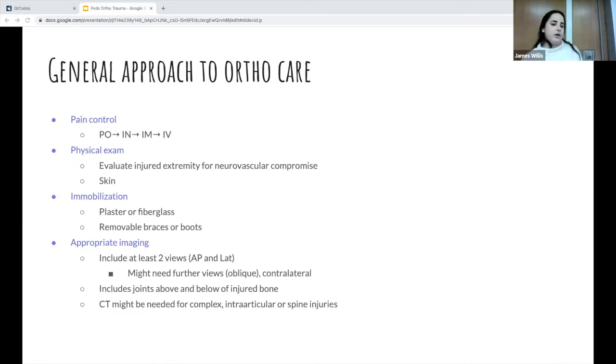In terms of immobilization, you can do plaster, you can also do fiberglass, you can do removable braces or boots. It all depends on the fracture. It is usually recommended to do immobilization early on because first it helps with the pain control and it also helps with the swelling of the actual bone that is fractured.